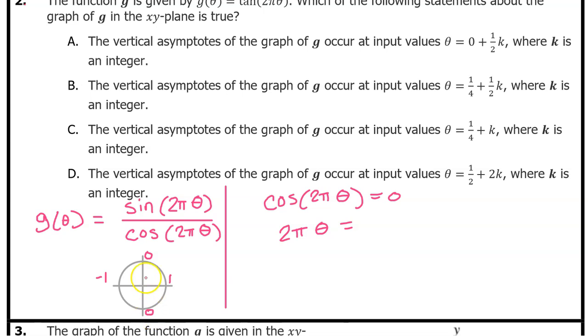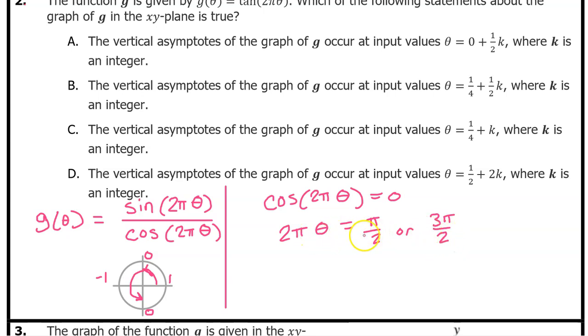So the question was, where is cosine equal to 0? Well, the x values, and thus the cosine, are equal to 0 right here at the top, which is pi over 2 radians. And then right here at the bottom, so if I keep going around, this is 3 pi over 2 radians.